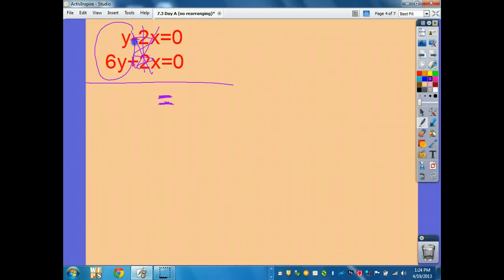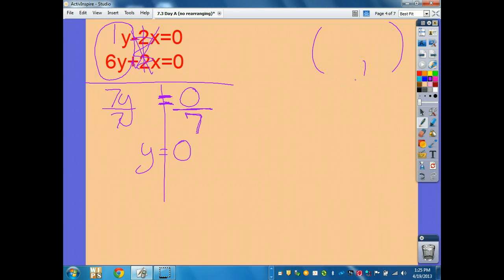So what do I have here in this column? 1. Oh, everybody agrees? 7y? Because this one assumed 1. So 1y and 6y, we get 7y. Do you want to bring down this plus 0x? No. Equals 0. Now what do I do? Okay. So y equals, what is 0 divided by 7? 0. So my ordered pair, is that my first or my second number we just solved for? Okay, so my y is 0, the second one.